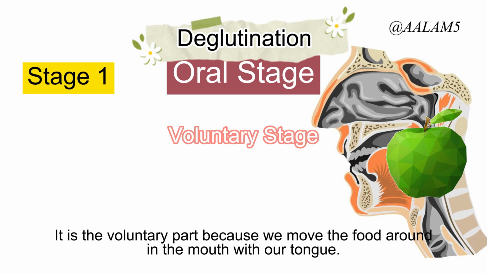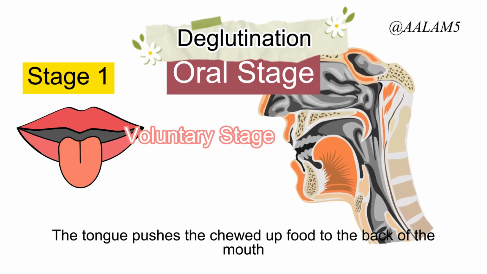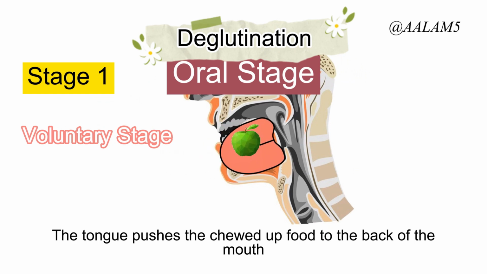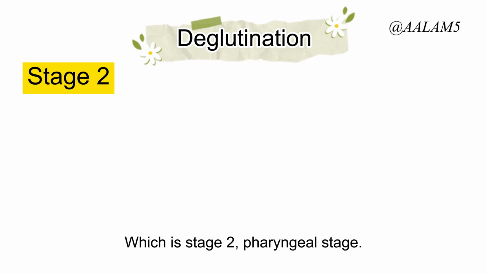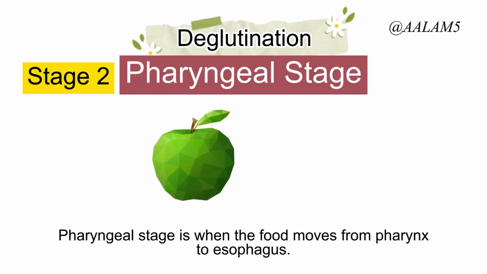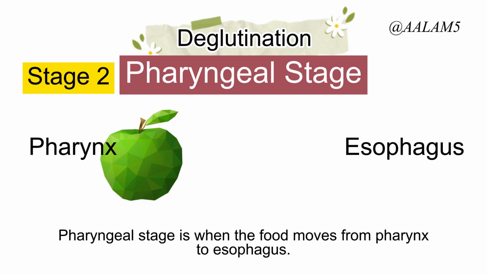It is the voluntary part because we move the food around in the mouth with our tongue. The tongue pushes the chewed up food to the back of the mouth. This little push creates pressure and helps the food move towards the next stop, which is stage 2, the pharyngeal stage. The pharyngeal stage is when the food moves from the pharynx to the esophagus.